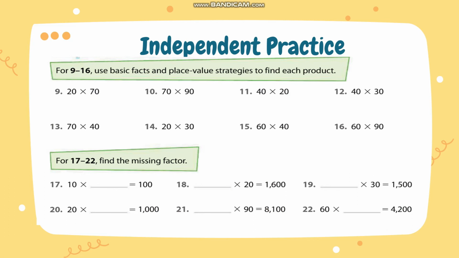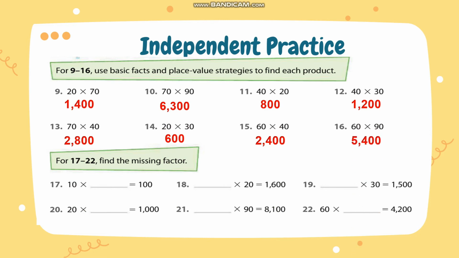Time is up. So let's find the answer. Let's check your answer. The answer for number 1 is 1,400. Number 10, 6,300. Number 11 is 800. Number 12, 1,200. Number 13, 2,800.